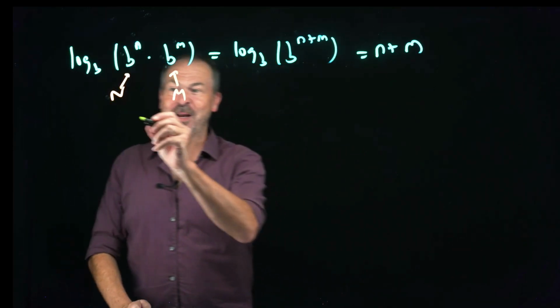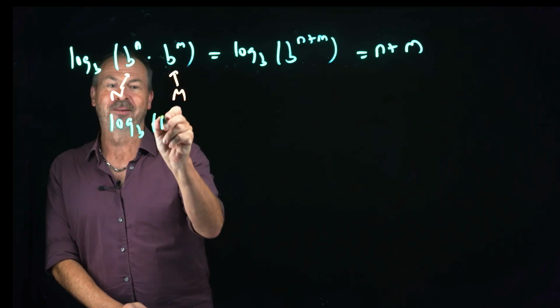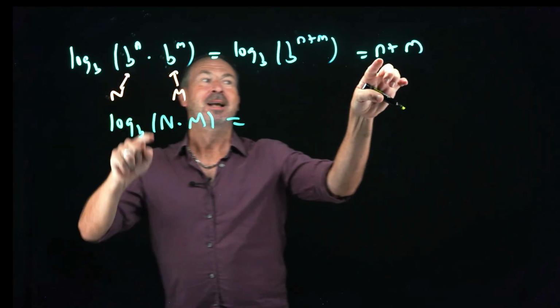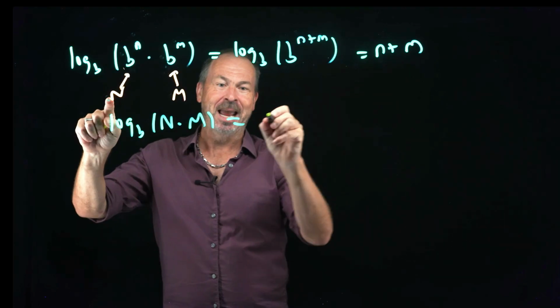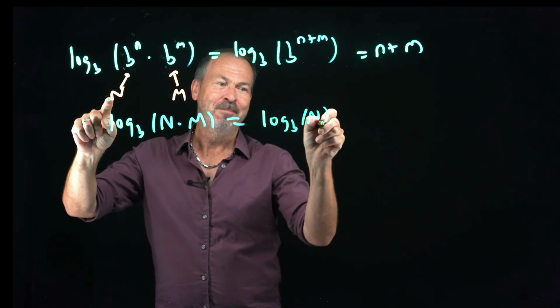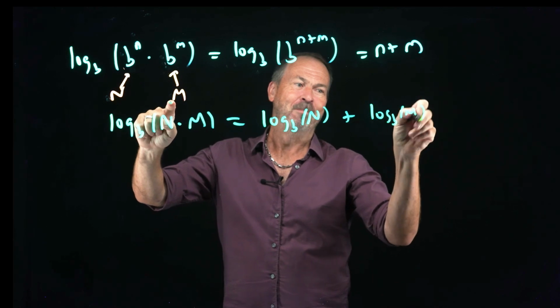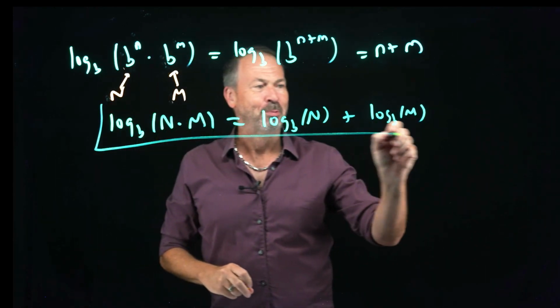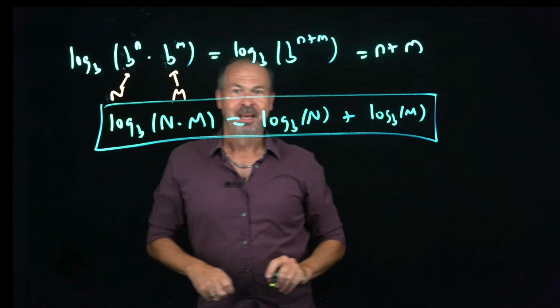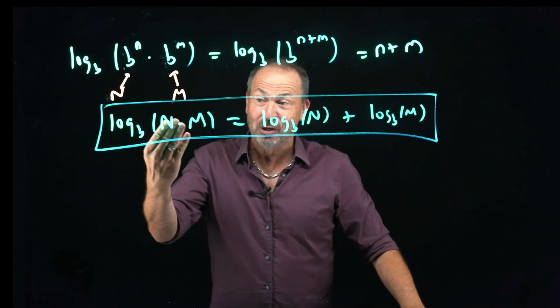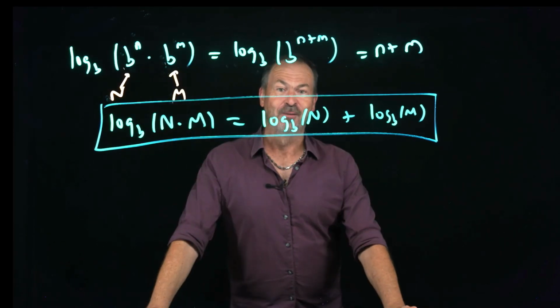Oh, which means I could rewrite this rule as log base b of N times M is the power of b that gives capital N, log base b of N, plus the power of b that gives capital M, log base b of M. There it is. That's how most people present this rule. Great. But we could also do a division version, not a multiplication, but a division version of this rule.